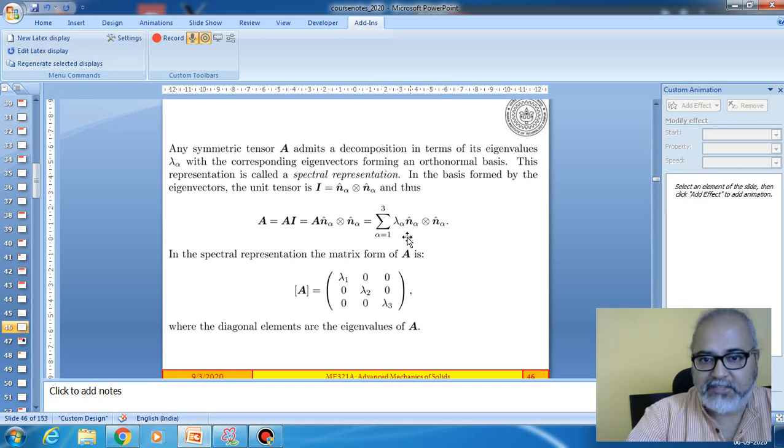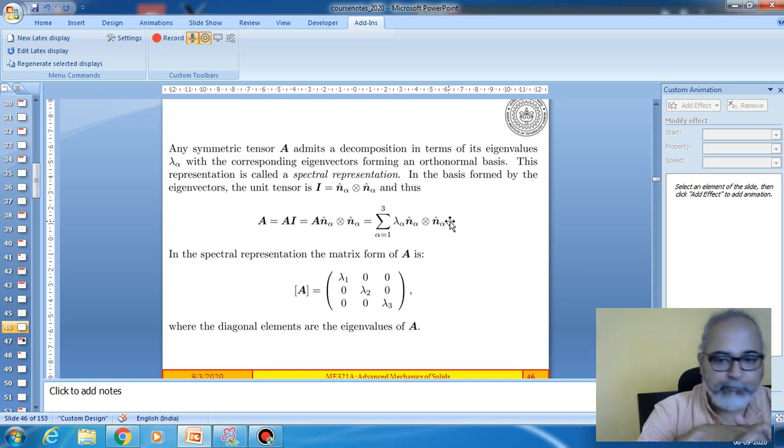So this expression gives what is known as the spectral representation of a second order tensor, and this is also very important because, as we'll learn later, this is the idea behind principal values and principal directions of the stress and strain tensors that we have learned earlier. So this is all the recapitulation that I needed to do. I will stop the recapitulation now, and we will start with something new after this.